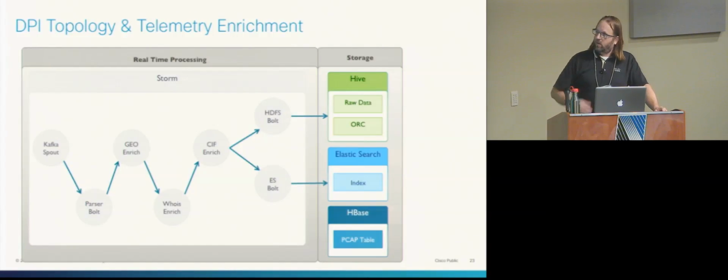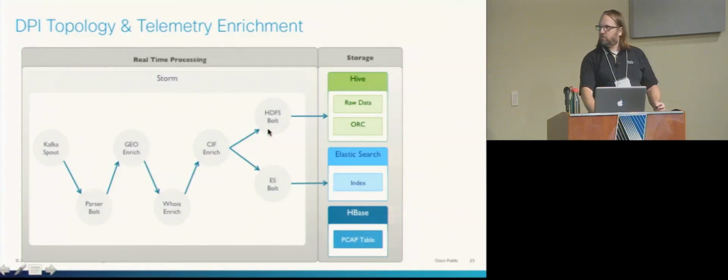Okay, as we mentioned before, all the enrichment process bolts happen. Once the Kafka message reaches the parser, it goes to geo, goes to whois, goes to SIF for intelligence lookups, and then it decides: do I go to Elasticsearch because it's something important, something I want an analyst to see, or is it something I just want to log and maintain? I put all that through HDFS into Hive.